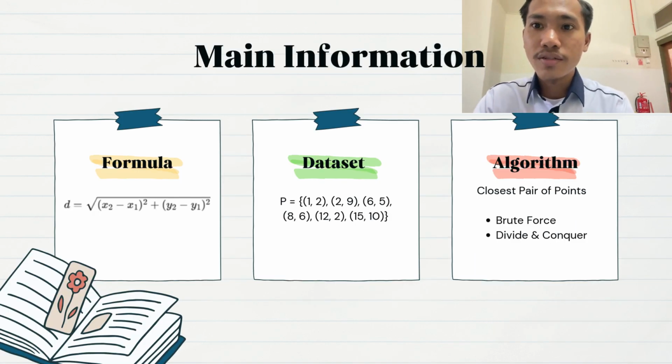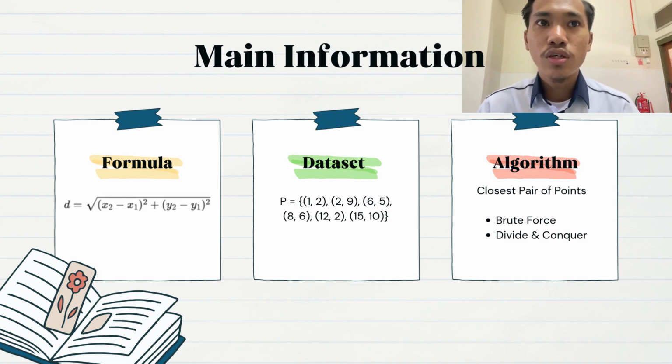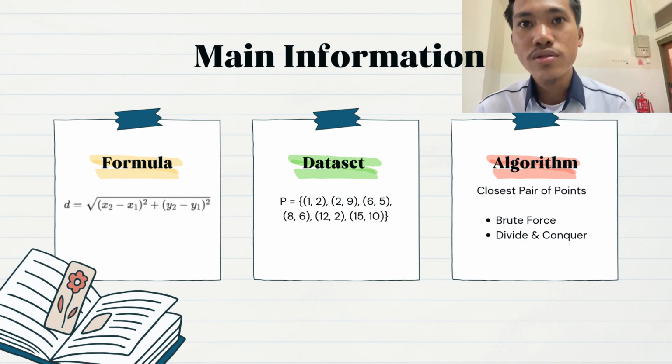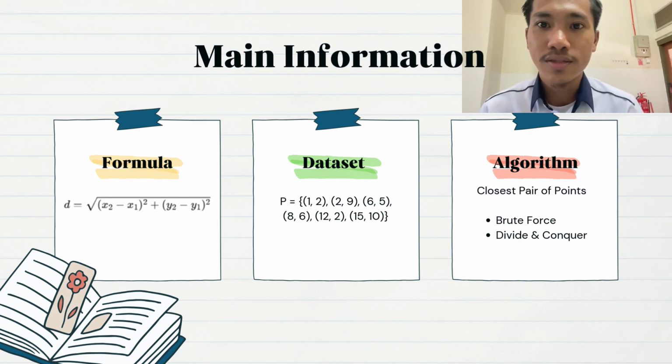Alright, the main thing that we use in this project, first of all, is the formula d equals the square root of (x2 minus x1) to the power of 2 plus (y2 minus y1) to the power of 2, and we will get the answer. And the dataset that we use has 6 points that we will do the comparison on. And the algorithms that we use for the closest pair of points are brute force and also divide and conquer.